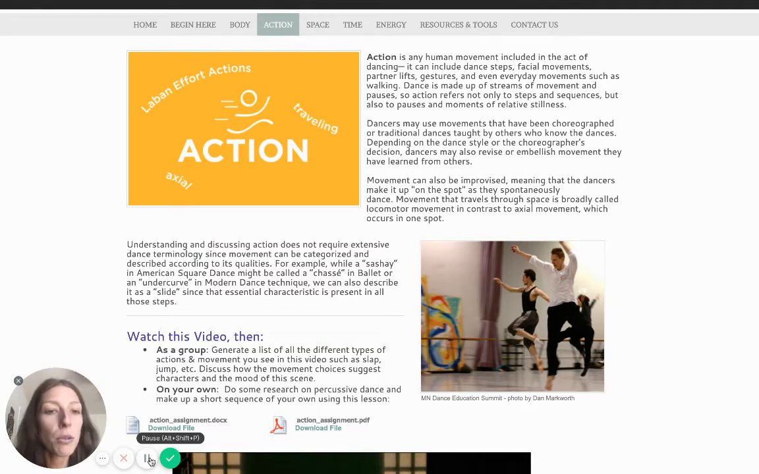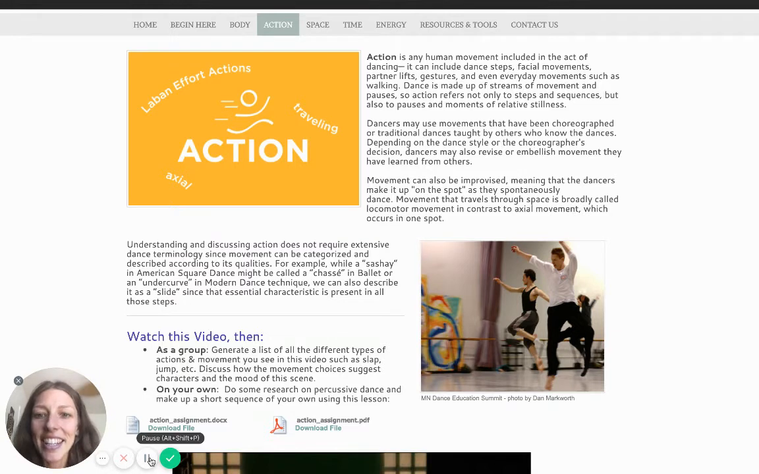Movement that travels through space is broadly called locomotor movement. Oh, hey, we just practiced that. In contrast to axial movement, which occurs in one spot. So as you can see, dancers have different ways of talking about moving versus non-moving, right? We can call it locomotor and non-locomotor. We can call it traveling and not traveling. We could call it axial or staying in one spot. So as you can see, there's lots of different ways to talk about the idea of either moving through space or staying in one spot.